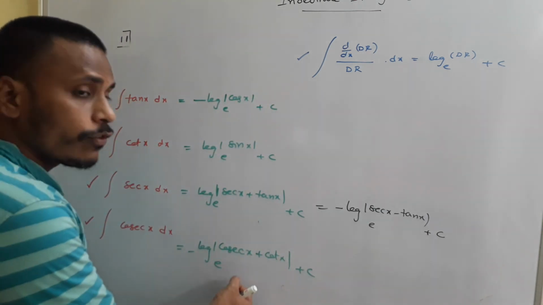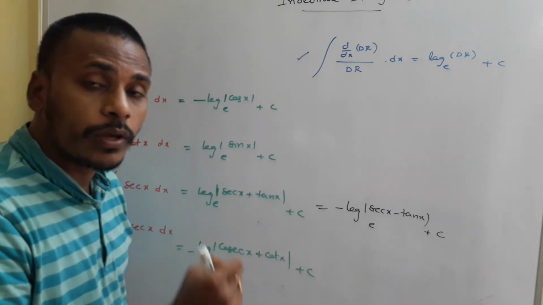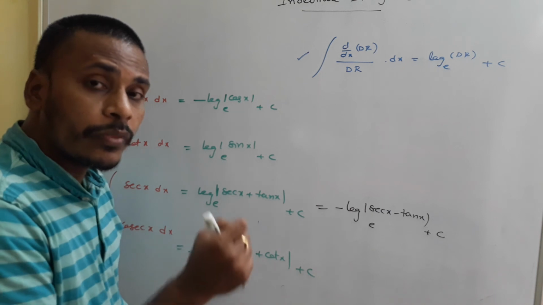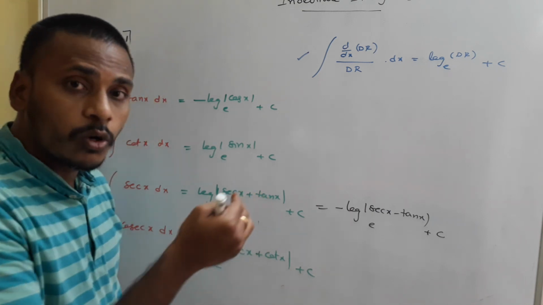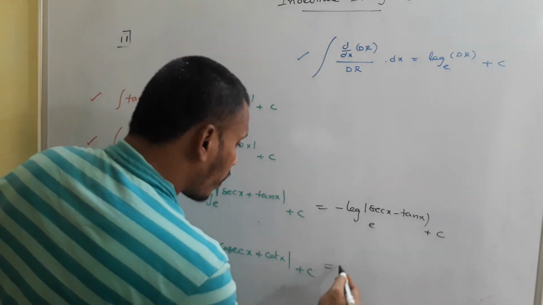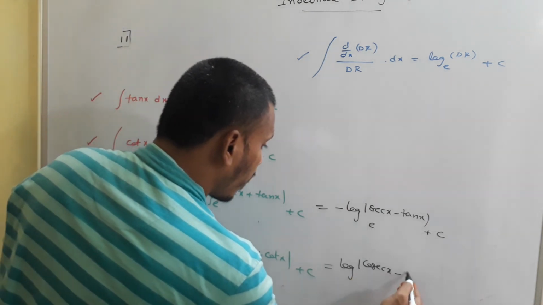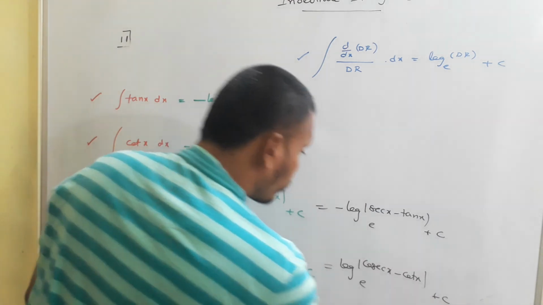And the same way, if you wish to rewrite this cosecant x plus cot x, see, cosecant x plus cot x into cosecant x minus cot x is 1, from cosecant square x minus cot square x. So this can be written as 1 by cosecant x minus cot x, and on simplification we have logarithm of cosecant x minus cot x base e plus c.